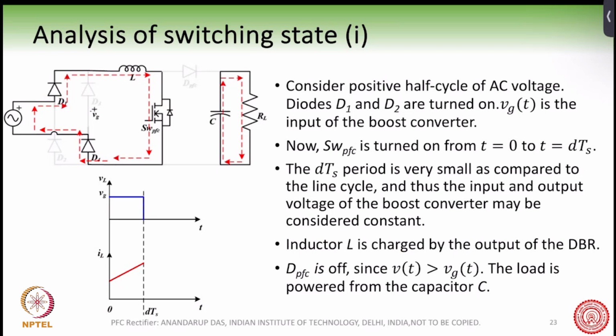Let us see the positive half cycle of the AC waveform, and here you can see the circuit. The diodes D1 and D4 have been turned on, and therefore the voltage Vg has come across the inductor. And in this switching state 1, as we have mentioned before, we have turned on the MOSFET.